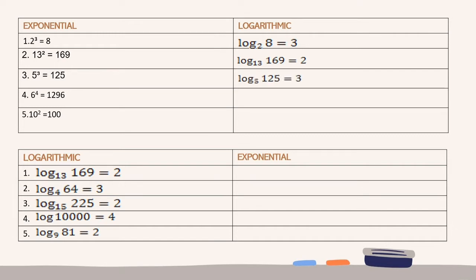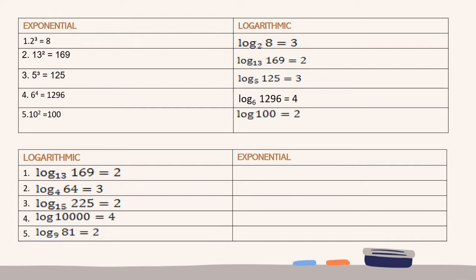For our third example, we have 5 cubed equals 125, which gives us logarithm of 125 to the base of 5 equals 3. So just like before, we have the logarithm of our answer, 125, to the base of 5, equals 3. Next, we have 6 to the power of 4 equals 1,296. To convert it, we have the logarithm of 1,296 to the base of 6 equals 4. That is logarithm of 1,296 to the base of 6 equals 4.